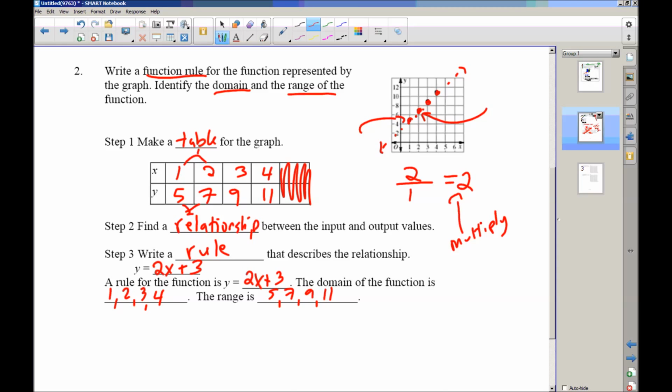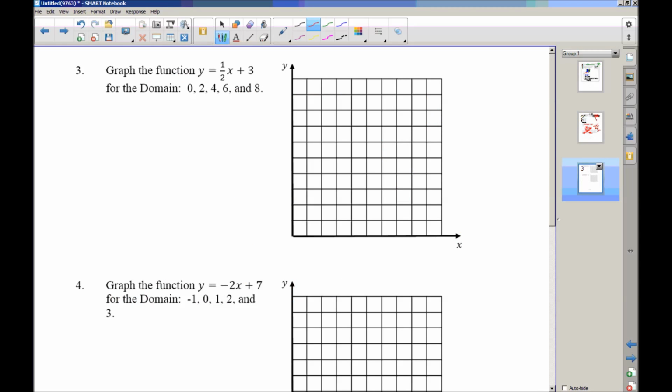Okay. All right, our last page. Graph the function y equals 1/2 x plus 3. So we have our function rule, we have a domain, we want to make the graph. So I put my input variable, my output variable, the domain corresponds with the input variable, and then I plug those into my rule to get the output variable. So we'll do them in black here.